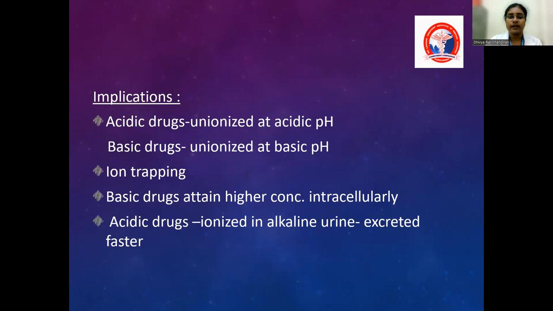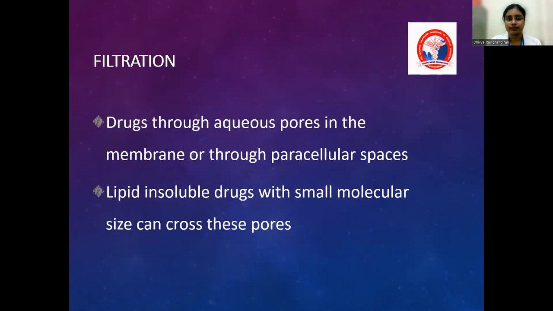So why do we have to know about this? Because you will be learning about ion trapping. Ion trapping happens whenever an acidic drug gets trapped in a basic medium. Basic drugs attain higher concentration intracellularly because cells are alkaline in nature, so basic drugs will be absorbed more within the cell. Acidic drugs are ionized in alkaline urine and excreted faster.